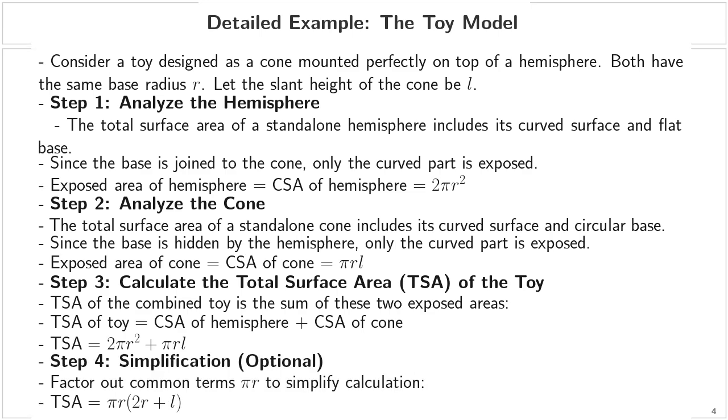Finally, step 4, if you want to make your calculations cleaner, you can perform an optional simplification. Notice that both terms share common factors. We can factor out pi r from the entire expression. This gives us a much tidier final formula, pi r multiplied by the quantity 2r plus l. As we move to the next slide, keep this specific calculation in mind, as it perfectly illustrates the key takeaways we are about to summarize.